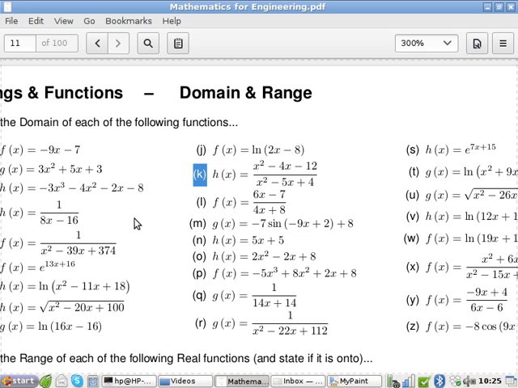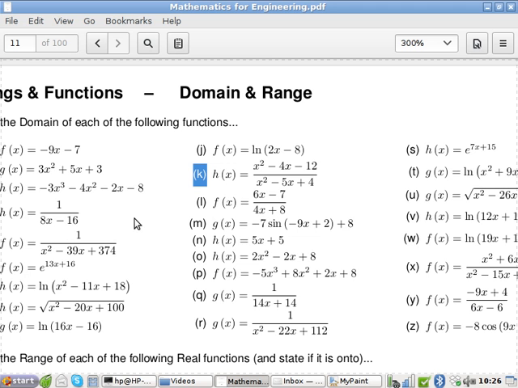Got the answer? Okay, what's the answer, Yusuf? All real numbers except 4 and 1.